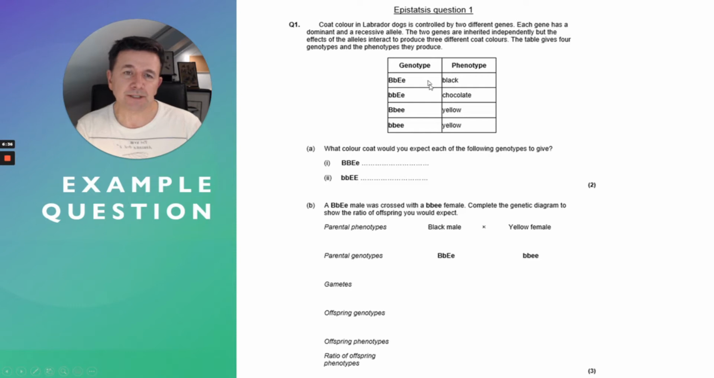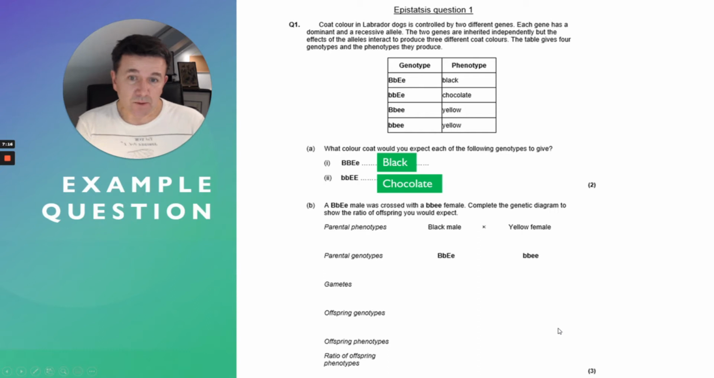So they give you some information, and then it says what colour coat would you expect each of the following genotypes to give. So we've got a homozygous dominant B, heterozygous E. If we look on the table, we can work out where there is a dominant B and E, so it must be black. It can't be any of the others because it's got the dominant allele, so it must be black. Next one is recessive Bs, and then we've got a dominant E. Again, looking, it's not yellow, so it must be chocolate.